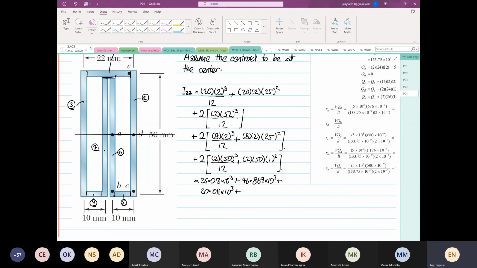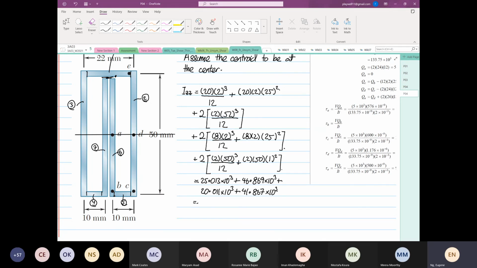Okay, plus 50 power 3 times 2 divided by 12 plus by 2 times 50 times 1 times 1. Okay, then times 2 again. So it's 41.867 times 10 to the power 3. Let me do it again. Power 3 divided by 12 plus 2 times 50 times 1. Okay, times 2, 41.867.